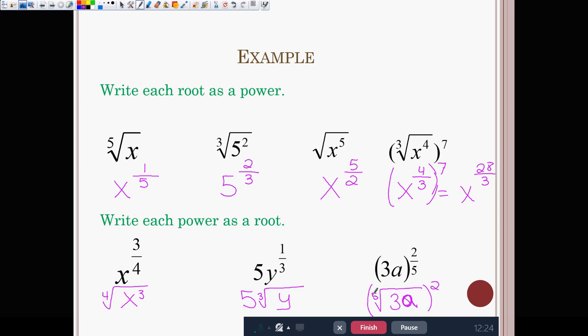If you do not put the parentheses and put the 3 on, or the 2 on the outside, then you only put it next to the a, then it's only going to say that a is squared, that 3 is not squared. So that's why we have to put it in parentheses.